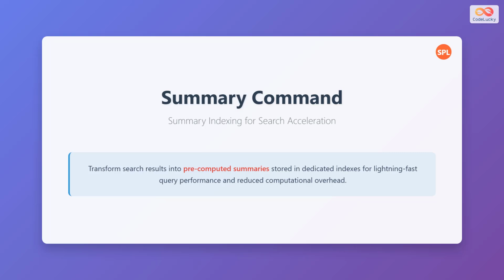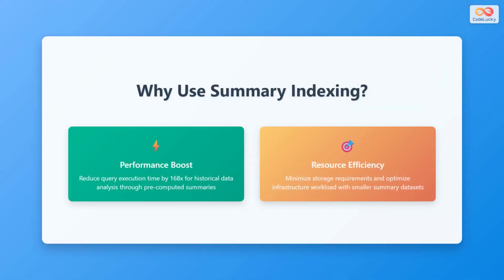Summary indexing is particularly valuable when dealing with large volumes of historical data that need to be analyzed frequently. Summary indexing offers two major advantages for Splunk administrators and analysts. First, it delivers a tremendous performance boost, reducing query execution time by up to 168 times for historical data analysis through pre-computed summaries. This dramatic improvement occurs because Splunk doesn't need to process raw data repeatedly for the same calculations.